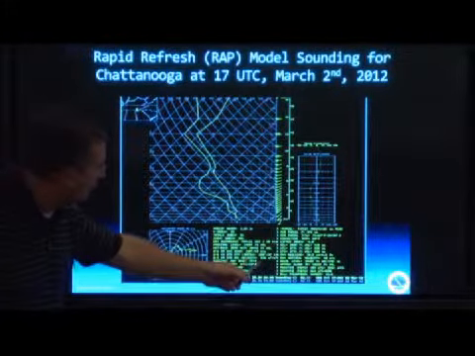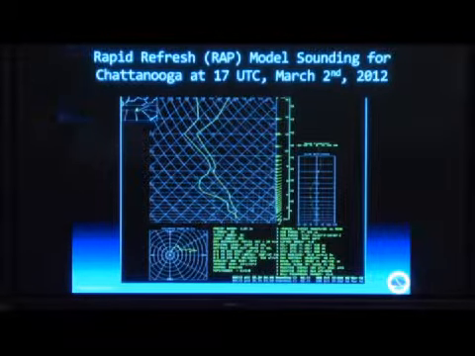This is the storm relative helicity. It shows you the spin in the atmosphere. It was right around 500.